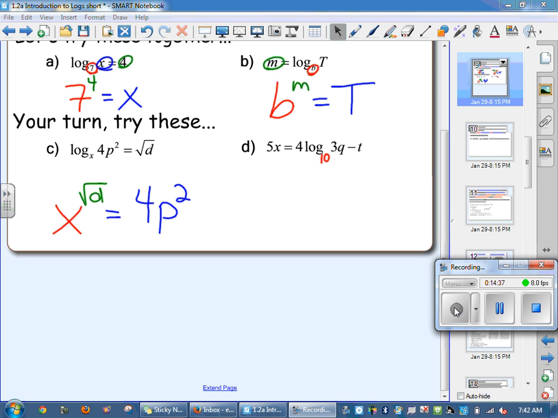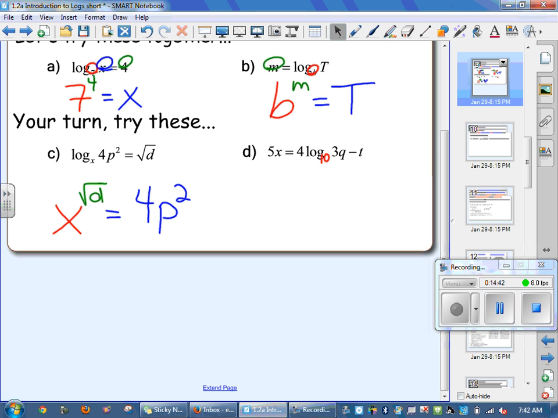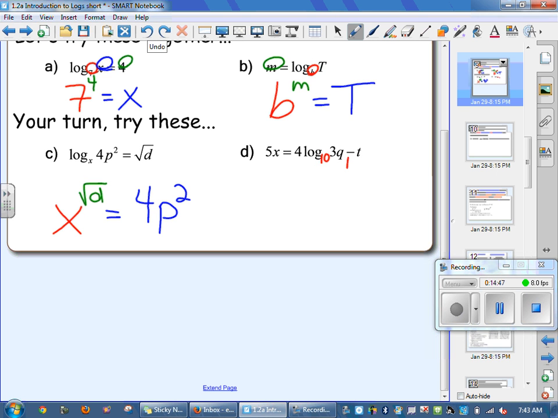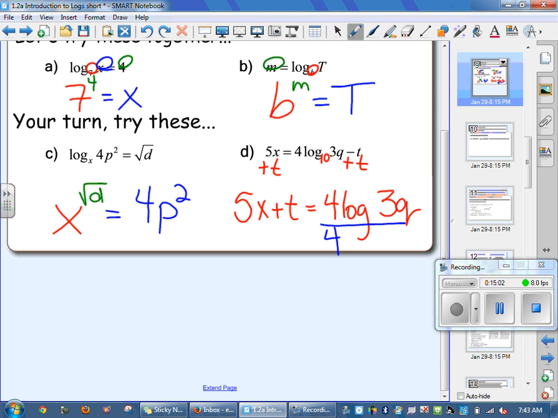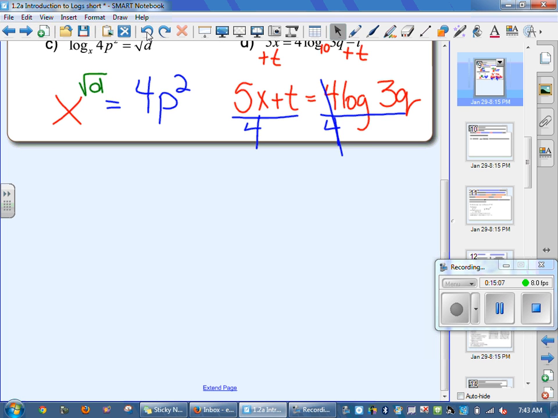So I need to move this t over to the left-hand side. So what I'm going to do is add t to remove it. So I'm going to add t to both sides. Then I rewrite my equation. I get 5x plus t equals 4 log 3q. Now I need to get rid of that 4 by dividing it out. Just like algebra steps. Same process. Now I write the left-hand side. I've got 5x plus t over 4 equaling log of 3q.